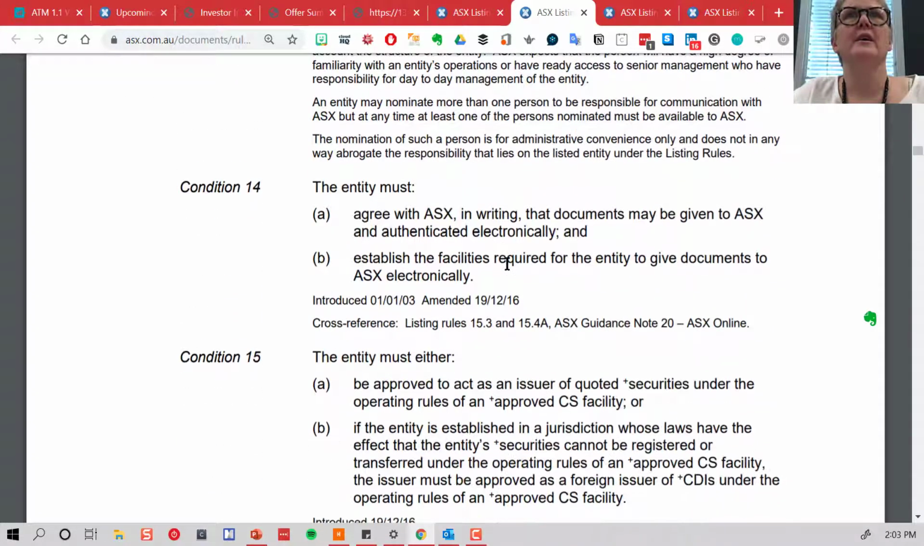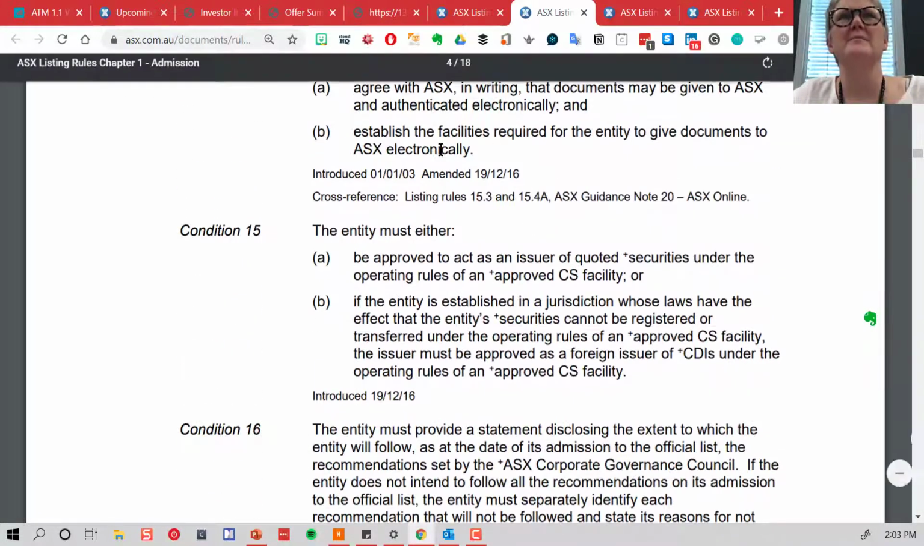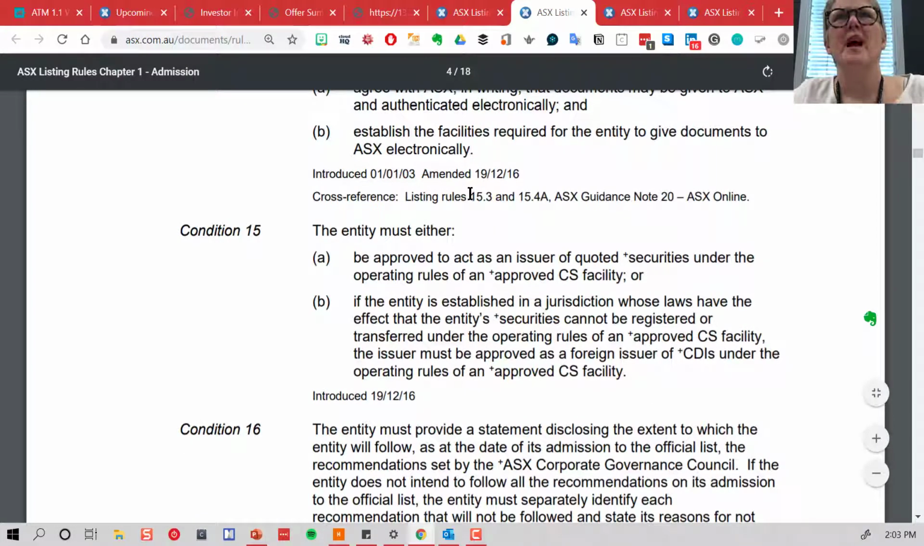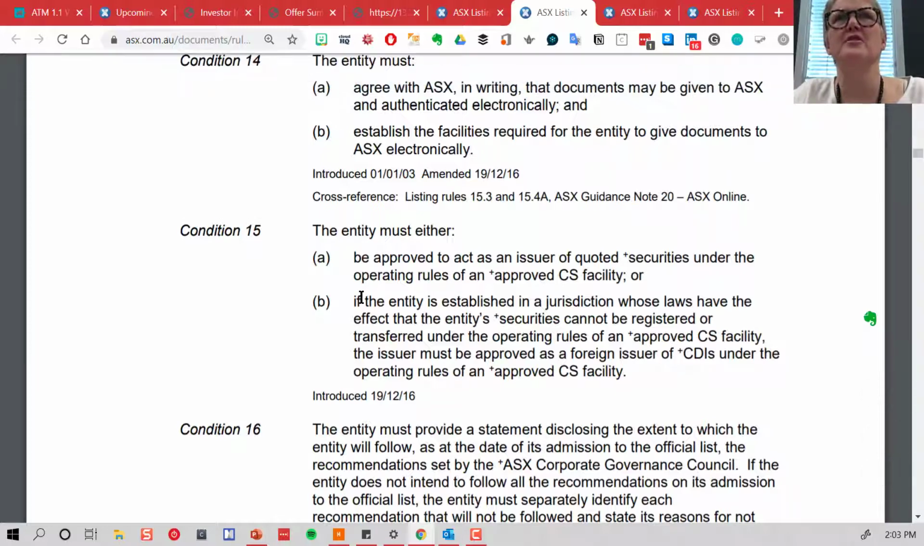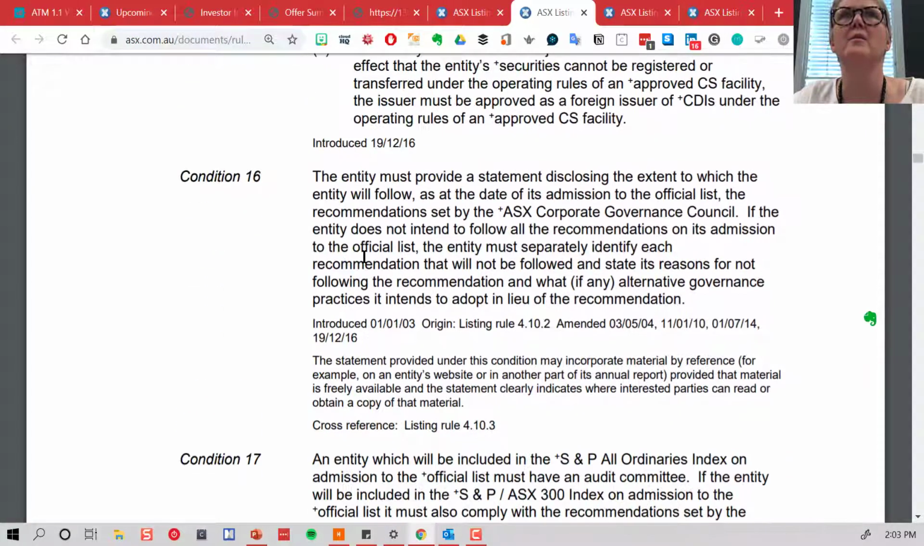What do you need to do? Okay, this is more about getting some documents in. You need to be approved as an issuer of quoted securities, or you need to be established in a jurisdiction that will allow that to happen. So we're getting more into the logistics side at the moment.